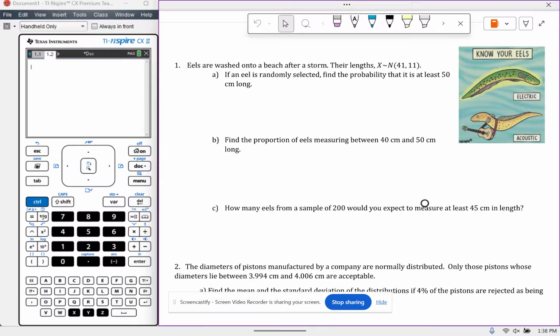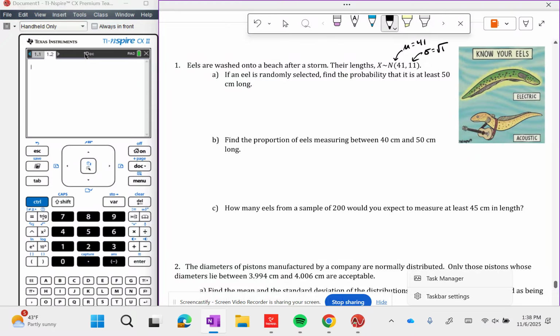Okay. Eels are washed onto a beach after a storm. Their lengths, X, a continuous data value that comes from measurement, is normally distributed with a mean of 41 and a variance of 11. So what you should do right here is write that the mean is 41 and the standard deviation is the square root of 11. If an eel is randomly selected, find the probability that it is at least 50 centimeters long.